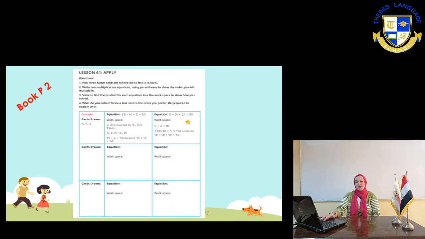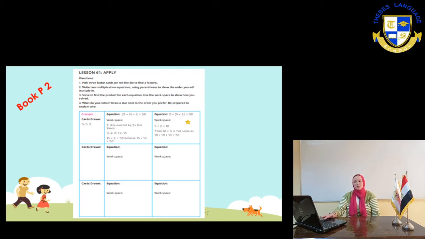Now in the next page, number 1, pick 3 factor cards or roll the die to find 3 factors. Number 2, write 2 multiplication equations using parentheses to show the order you will multiply in. Number 3, solve to find the product. For each equation, use the workspace to show how you solved. Number 4, what do you notice? Draw a star next to the order you prefer. Be prepared to explain why.